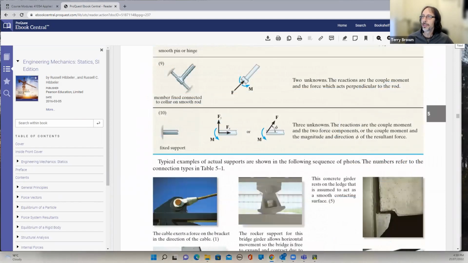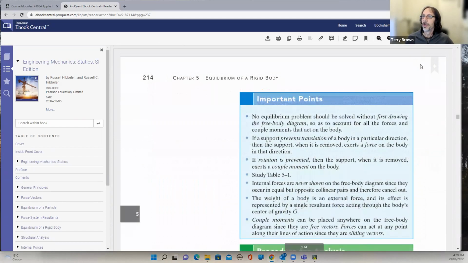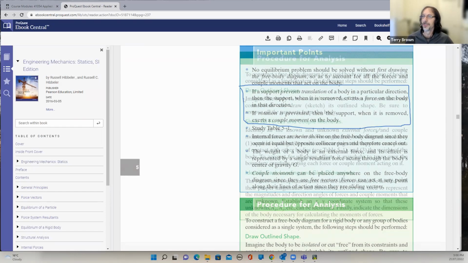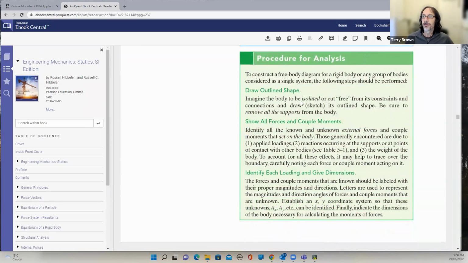In your textbook, the other thing that you'll find is a really neat summary of the important points for each chapter. Here again, we've got those two statements about whether a support prevents translation or rotation and whether a force is developed. A reminder about how to draw your free body diagram, the fact that it's free from its constraints and other connections, and so on.